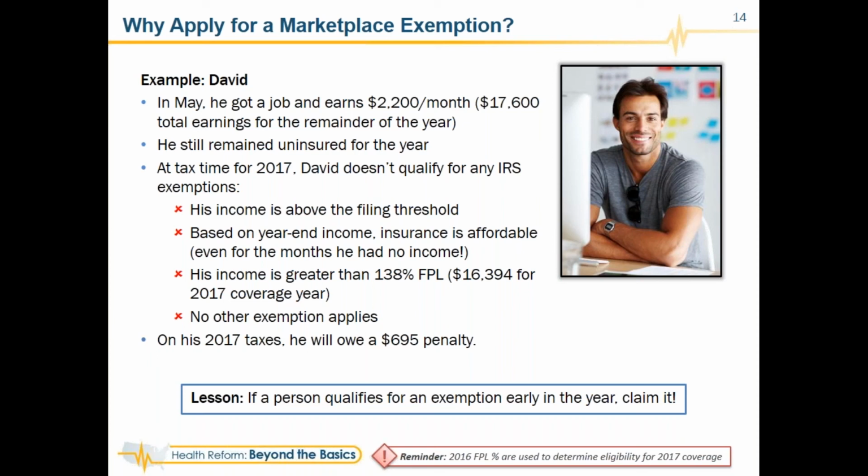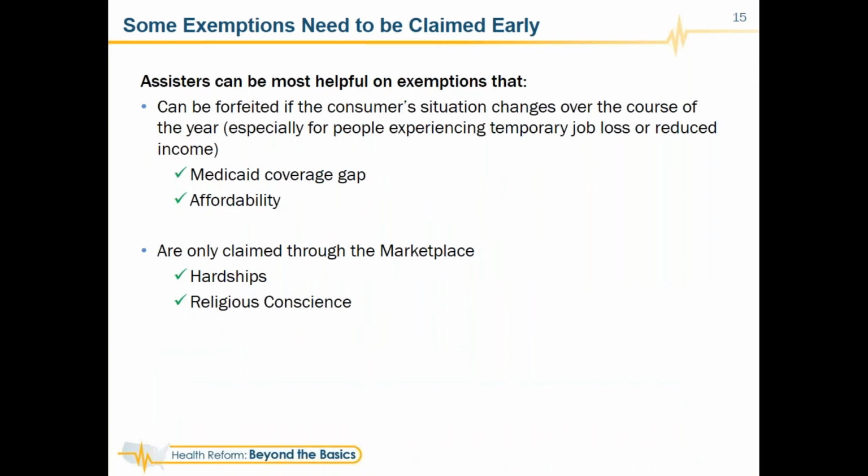Assisters can be helpful on exemptions that can be forfeited if the consumer's situation changes over the course of the year. So people who are in a temporary job loss, who temporarily have reduced income, if they qualify for the Medicaid coverage gap or the affordability exemptions, you can lock those in early by applying for a marketplace exemption. And you can also help people, though there's less time sensitivity on this, claim other kinds of exemptions through the marketplace, like for hardships or religious conscience.